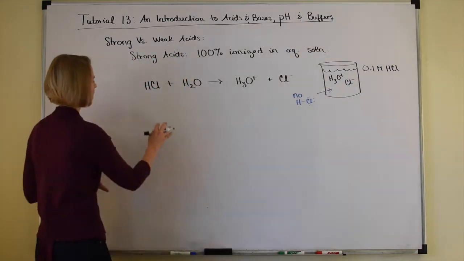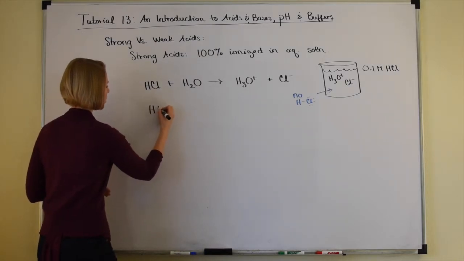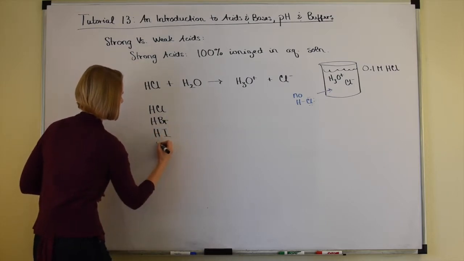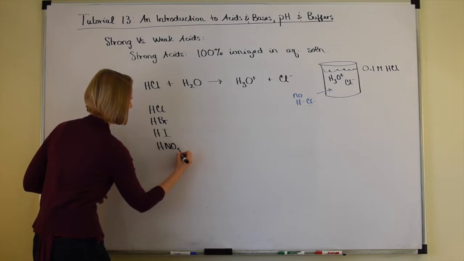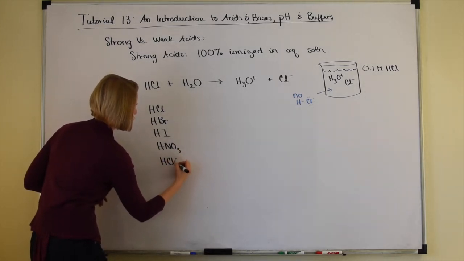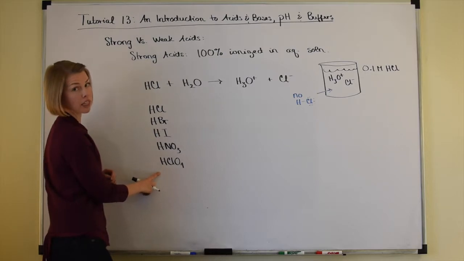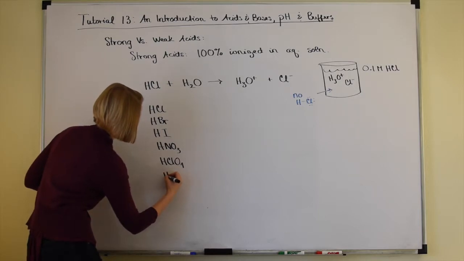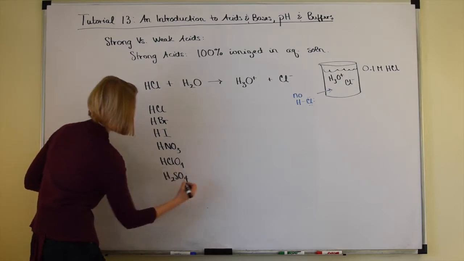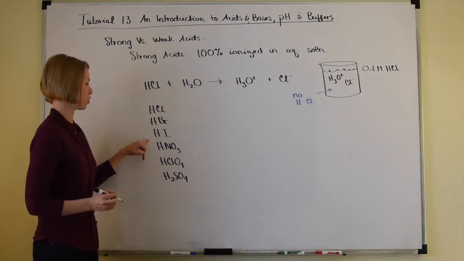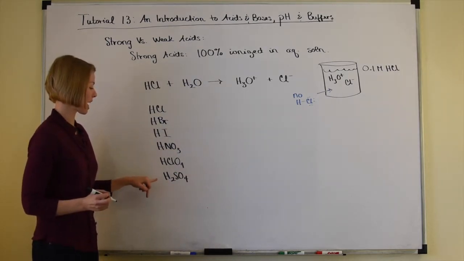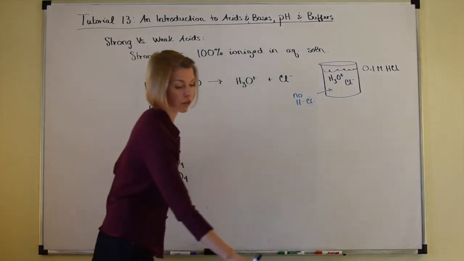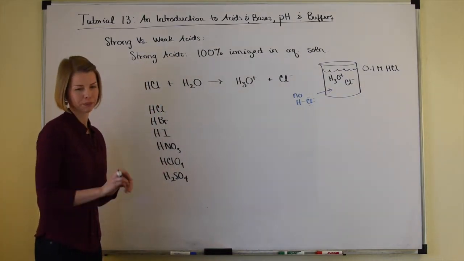So I'm going to go ahead and write down the 6 strong acids here. HCl is one of them, HBr, HI, HNO3, HClO4, that's one that we maybe haven't seen before, that's perchloric acid. And let's see, 1, 2, 3, 4, 5, what did I miss? H2SO4, sulfuric acid. So hydrochloric acid, hydrobromic acid, hydroiodic acid, nitric acid, perchloric acid, and sulfuric acid. Those are your 6 strong acids, and they are written down for you on slide 3.